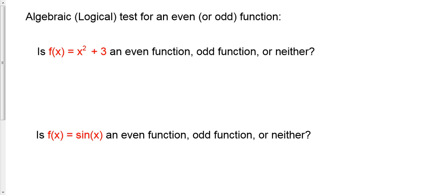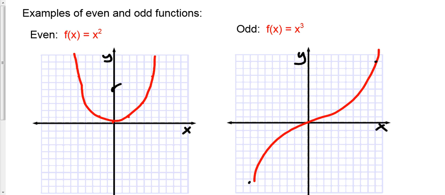Do this one on your own. I want to know if this is an even function, an odd function, or neither. So, I would suggest doing even first, odd second, and neither. So if it's an even function, can it be an odd function? Can it reflect about the y-axis and reflect about the origin at the same time?